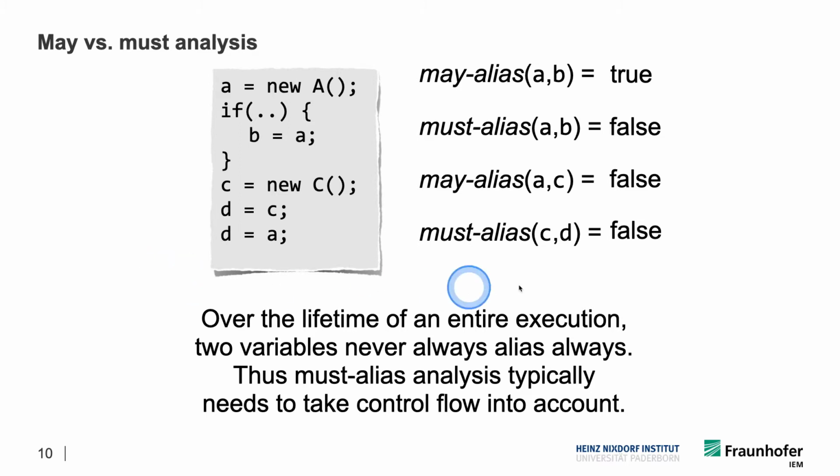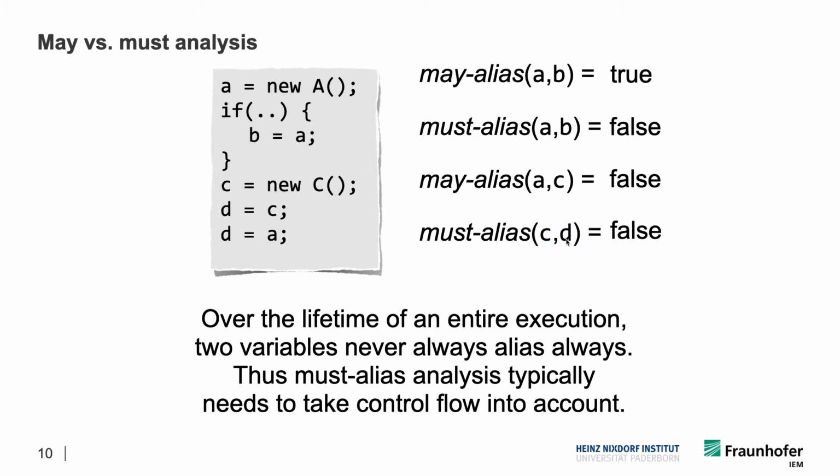So if you ask such a general question, must alias C and D, without telling at which program location you are asking this question, that doesn't even make sense. The only sensible answer to this always has to be false. Because if you look, for instance, at this program location here, just after the object C has been created, C and D definitely don't alias. And that's reason enough to say this general claim that C and D always alias doesn't hold.